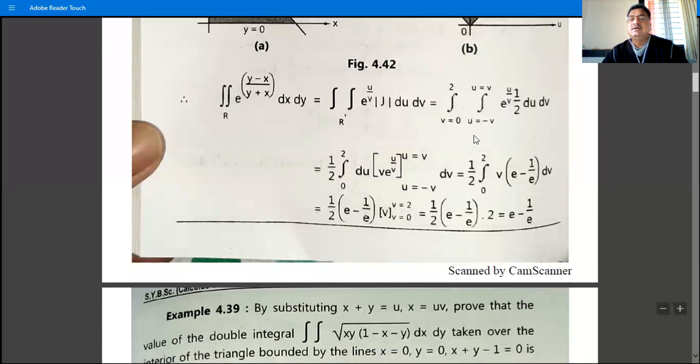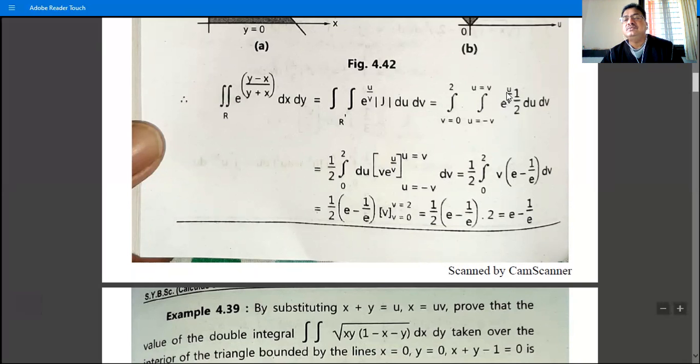And then very simple integration now, that is integration with respect to u of e raised to u by v is e raised to u by v divided by 1 by v, like the rule that the integral of e raised to x plus b. If there is e raised to 3x, then what is its integration? E raised to 3x divided by 3.